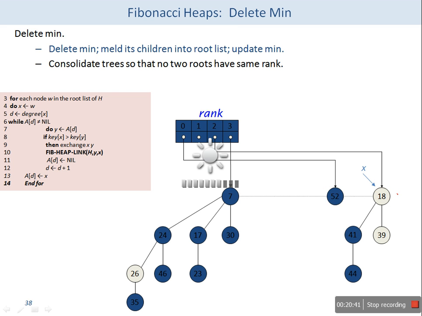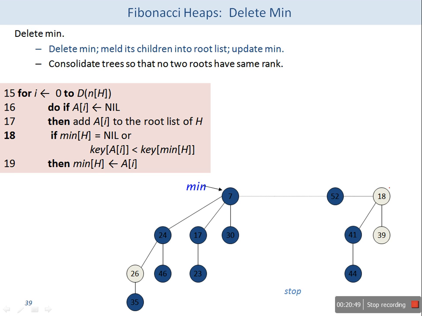Now there is no right node here, so x would be the root list is over, that's why the procedure is closed. So this is the consolidation procedure. After the consolidation we have to update the min pointer. So this procedure from 15 to 19 will update the minimum pointer in the root list of the modified tree.